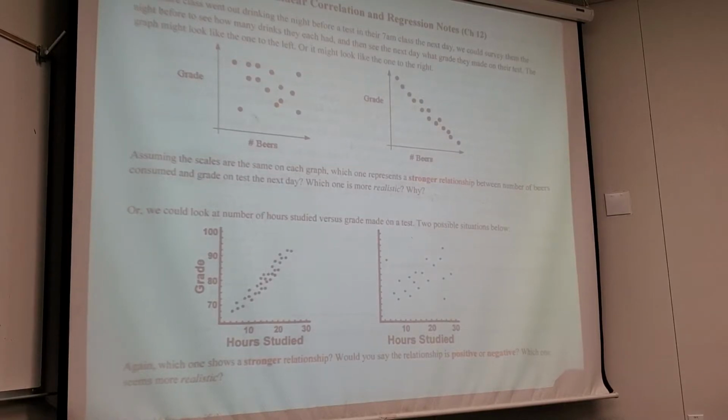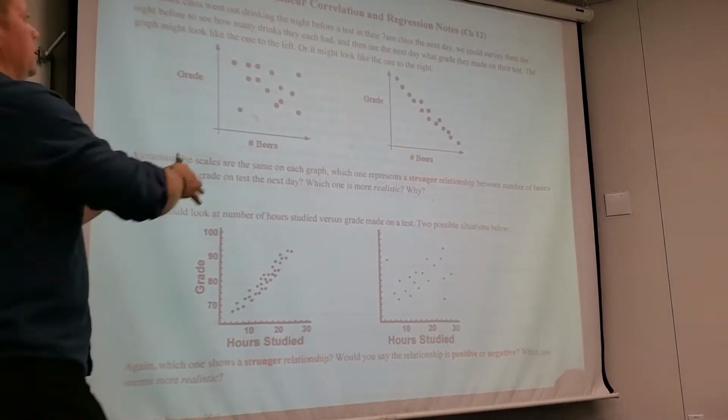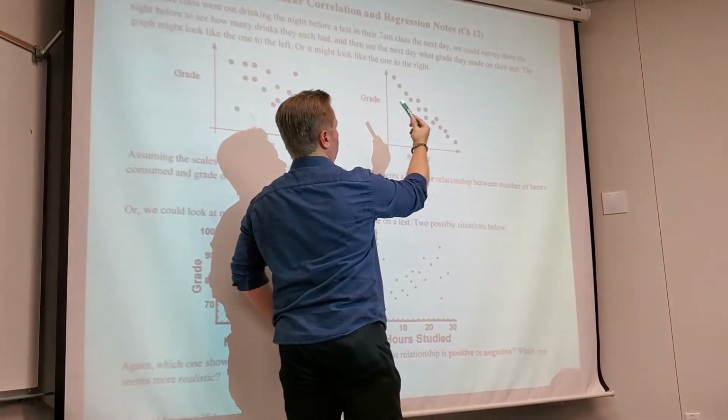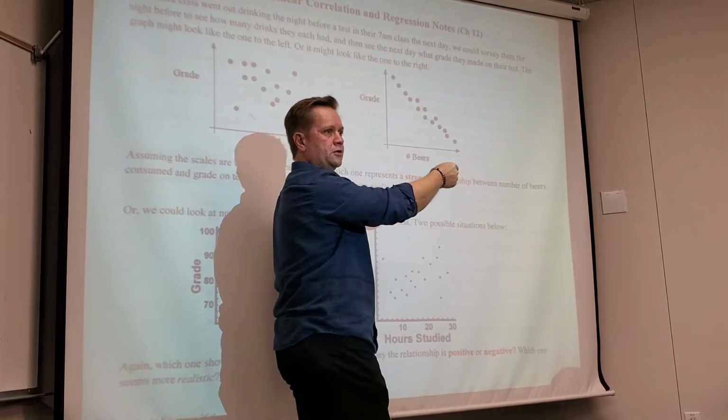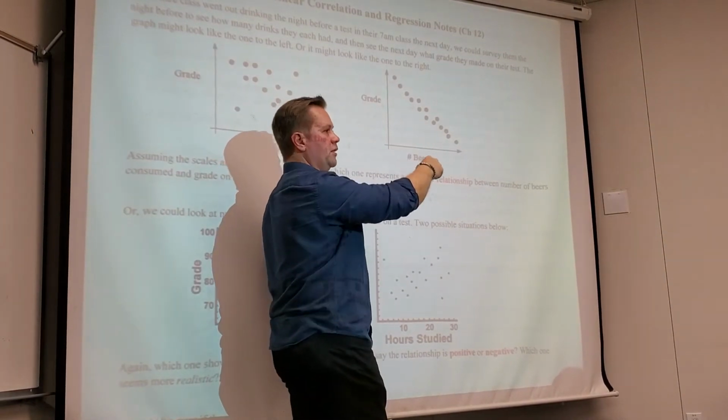So on this one, it's easy. Can you draw the line that best fits this data? It basically makes its own line almost, right? Are all the points going to be on that line?